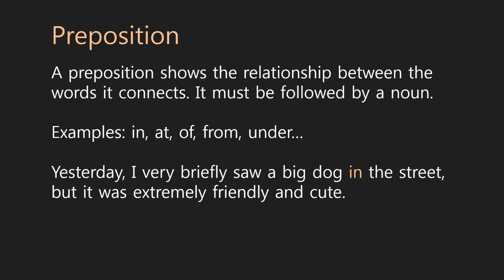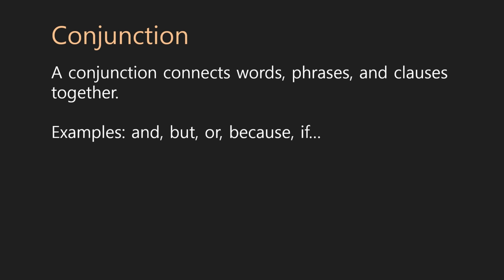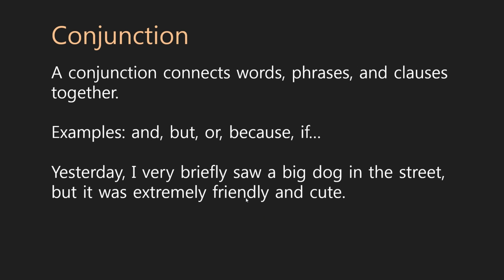Okay, finally, we're going to look at conjunctions. Conjunctions connect words, phrases, and clauses together. Okay, so their job is just to join things, right? It's a junction. Examples of some conjunctions are and, but, or, because, if. So if you were to check this sentence out again, which of these words are conjunctions? Well, this one's a little easy because obviously they are in the examples, but yeah, they are but and. Now you'll notice here that and is joining the adjectives friendly and cute. So a conjunction can just join words.